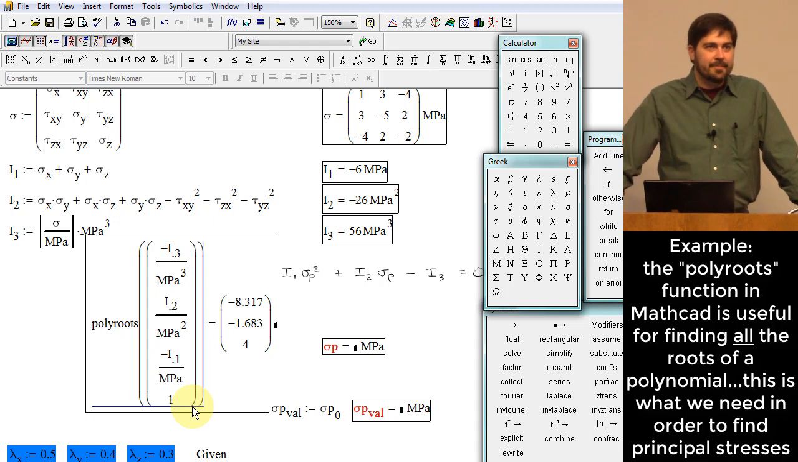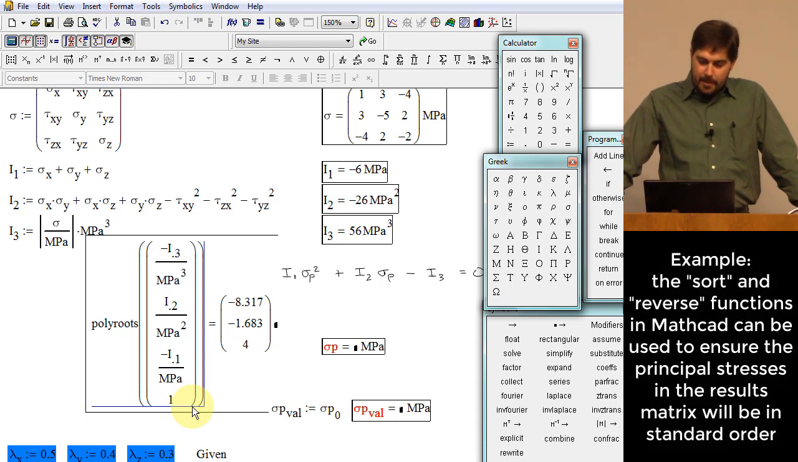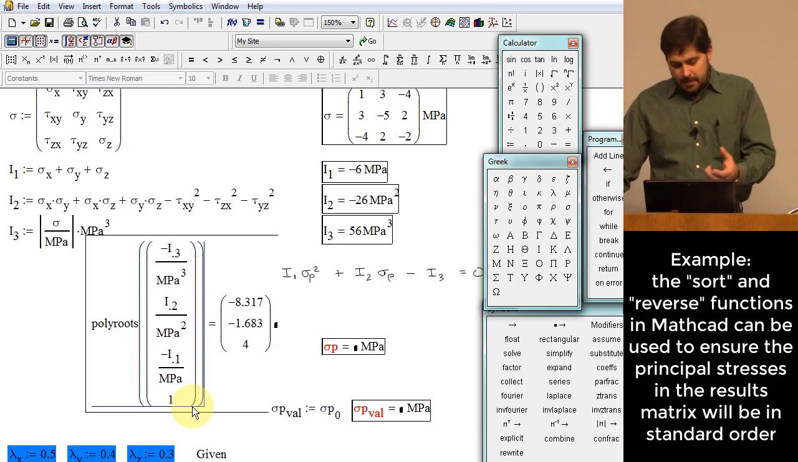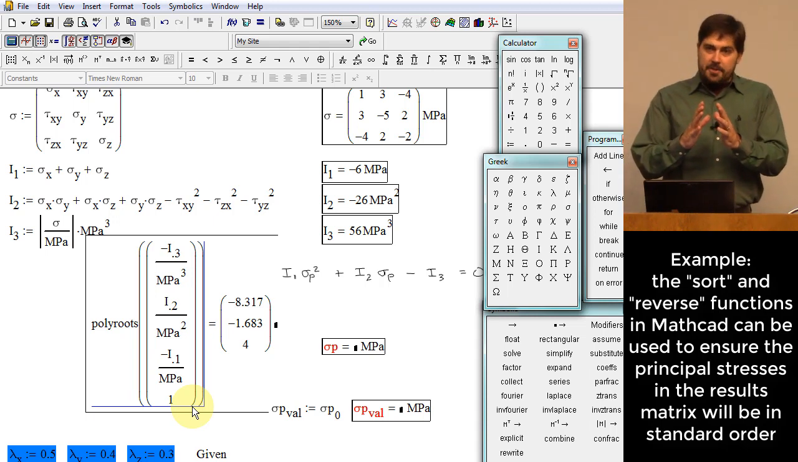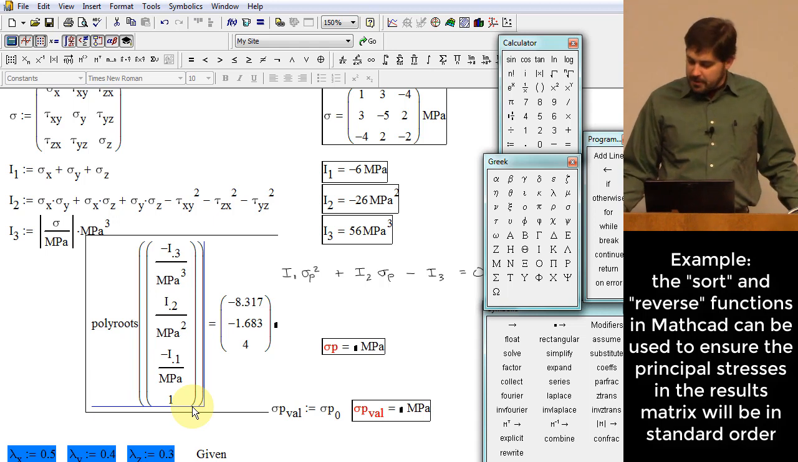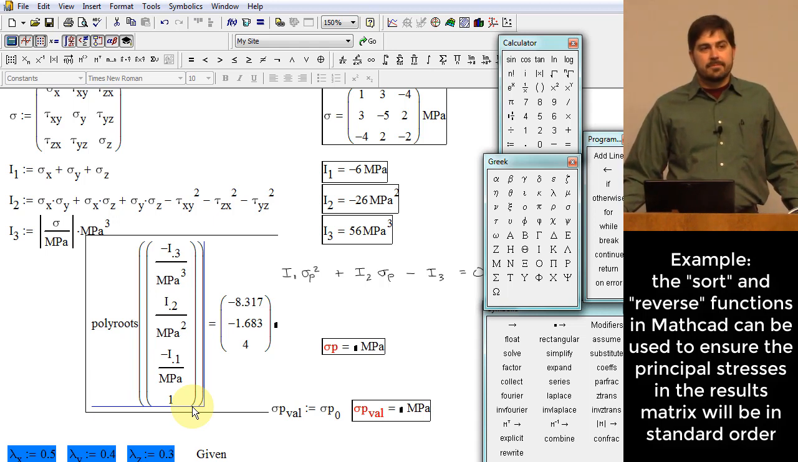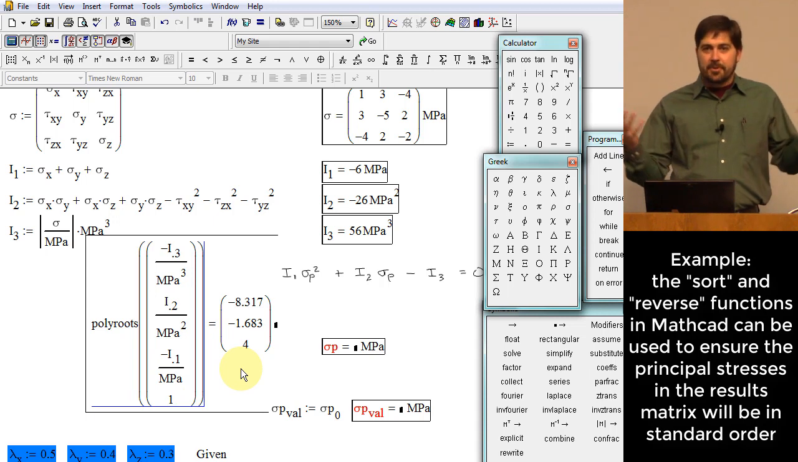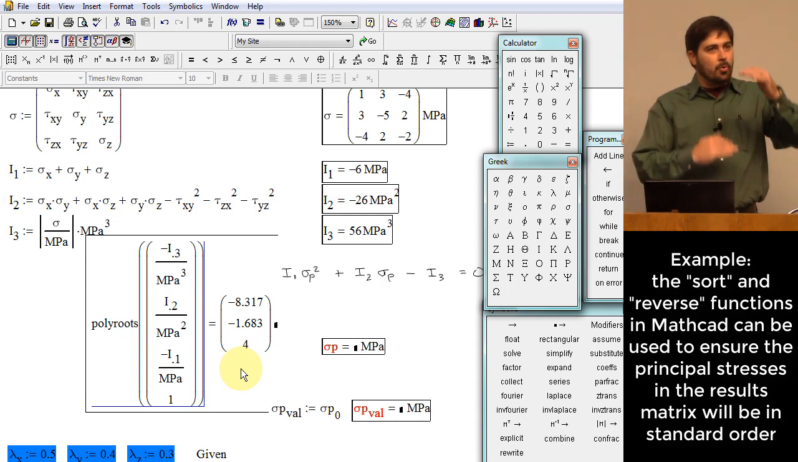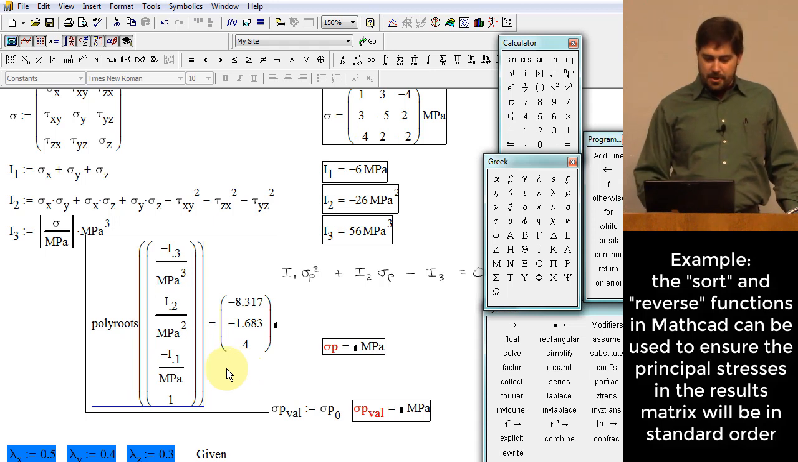Excellent. It's given me 3 roots to this expression. Now here's the thing. This matrix of values that has spit out to me is in a particular order. Do you think I like that order? Why do you think I might not like that order? Not that it doesn't matter in terms of the outcome, right? These are the principal stresses. But what do you think I might not like about this? I probably want the order reversed. Let me show you something you can do here.